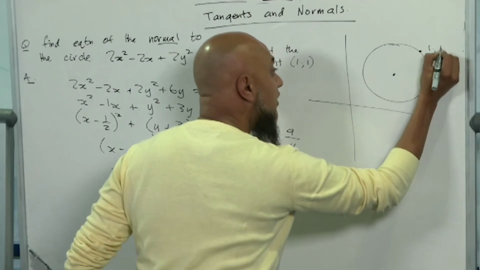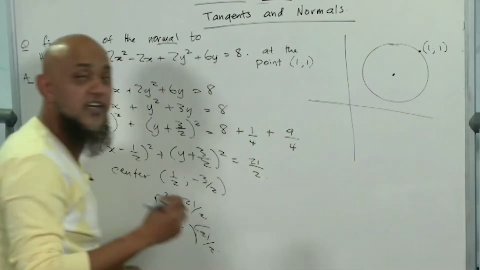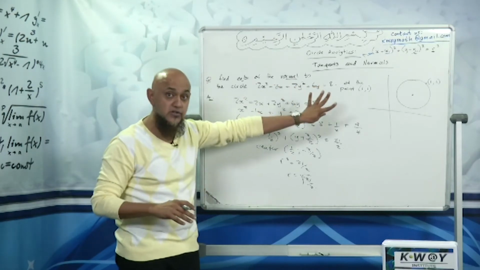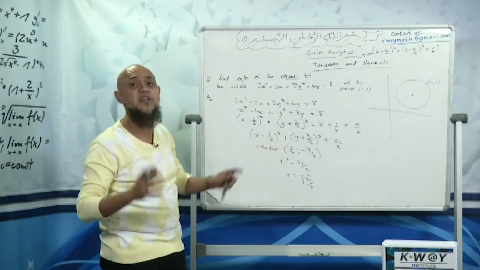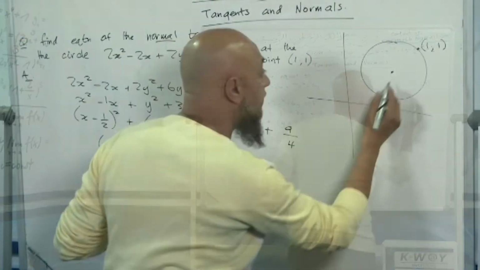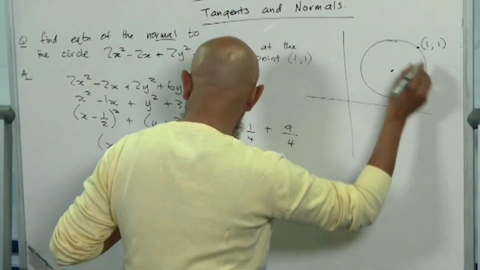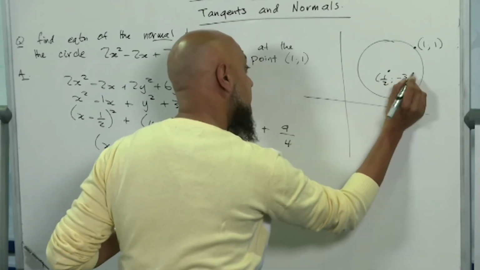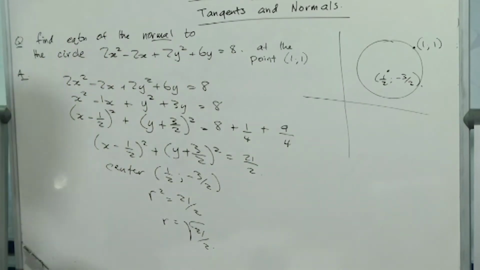It doesn't have to be drawn to scale. It's just there to illustrate to you exactly what the diagram looks like. They don't give you the diagram. We're just assuming that that's what the circle should look like. Now we know the center is at a half and negative 3 over 2. Again I said the circle is not drawn to scale. So we got a half and negative 3 over 2. Okay? So now let's find the equation of the normal.